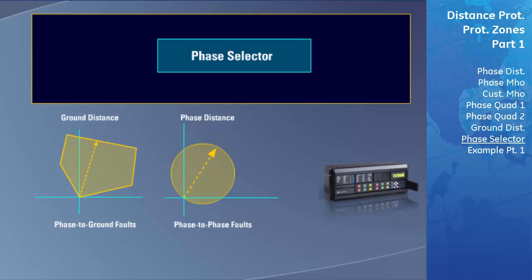The phase selector operates and determines the type of fault much faster than both the phase distance element and the ground distance element can. If the phase selector detects that the fault is located on more than one phase, it will block the operation of the ground distance element and only allow the phase distance element to signal the D60 to trip. Now the event record will only show the phase distance element operating, and diagnosing the fault becomes much easier.